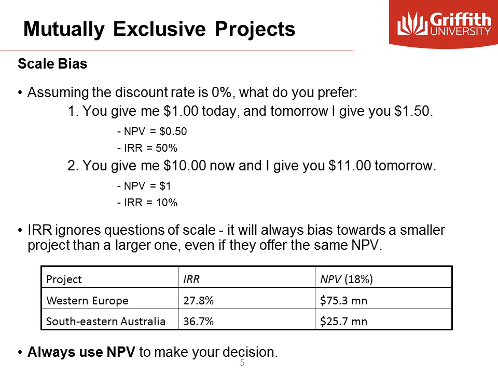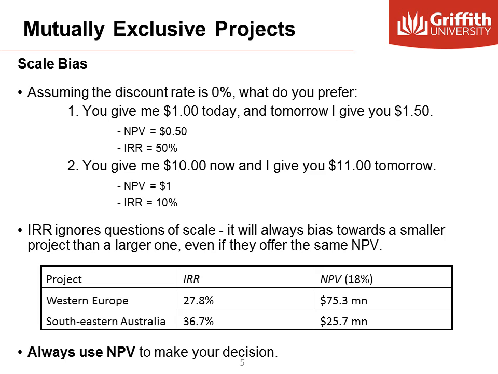Imagine I offer you two certain projects. That is, I will always pay. And let's assume that the discount rate is 0%, to make it simple. In the first project, you give me $1 today, and tomorrow I give you $1.50. The IRR of the project is 50%, and the NPV is 50 cents. In the second project, you give me $10, and I give you $11 tomorrow. In this case, the IRR is 10% and the NPV is $1.